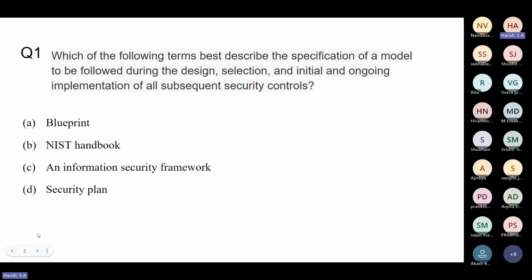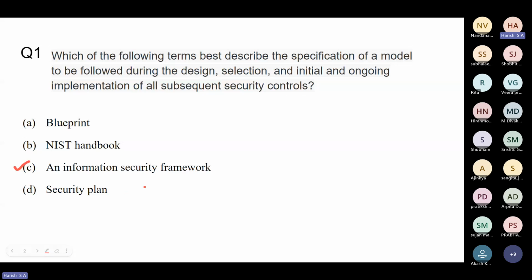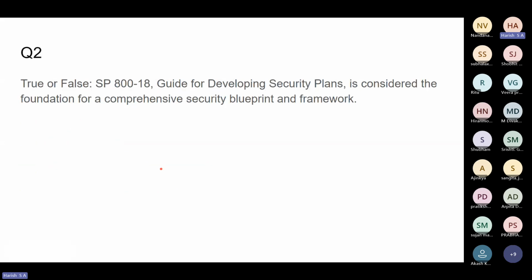Right. Somebody was telling the answer to this question. The answer is C. Correct. The answer is C. It's information security framework. Next, is this true or false? A guide for developing security plans is considered the foundation of a comprehensive security blueprint and framework. So the answer is true. It is the foundation. That's where things started, I think.